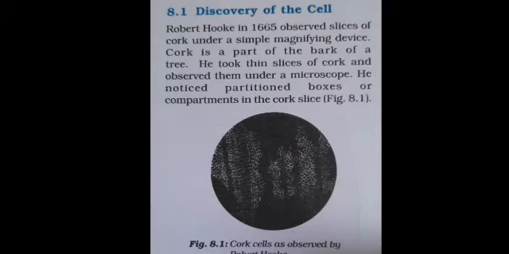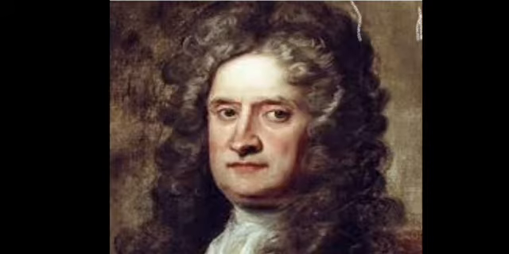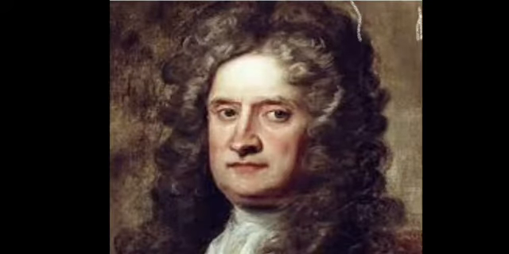Yes, students, discovery of the cell. Here, the history of cell science begins with the description of a thin section of cork by Robert Hooke in the year 1665. Can you see the picture of Robert Hooke? Yes, students. If you look at the diagram on the screen, using a microscope, observe the structures of microscope, students.